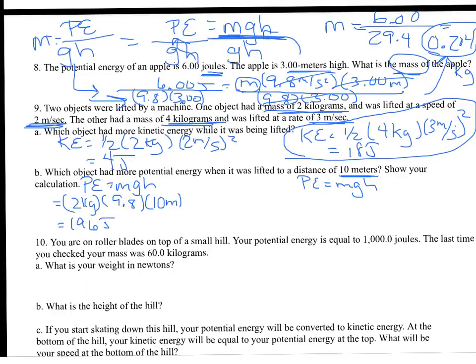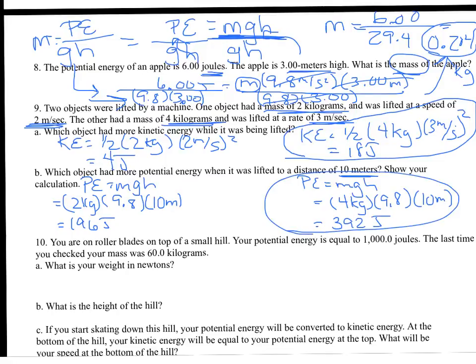196. And then over here, and I'm not worrying about significant figures right now, this would be 4 times 9.8 times 10. And when we multiply those together, we get 392 joules. So that's saying that the second object also has more potential energy.